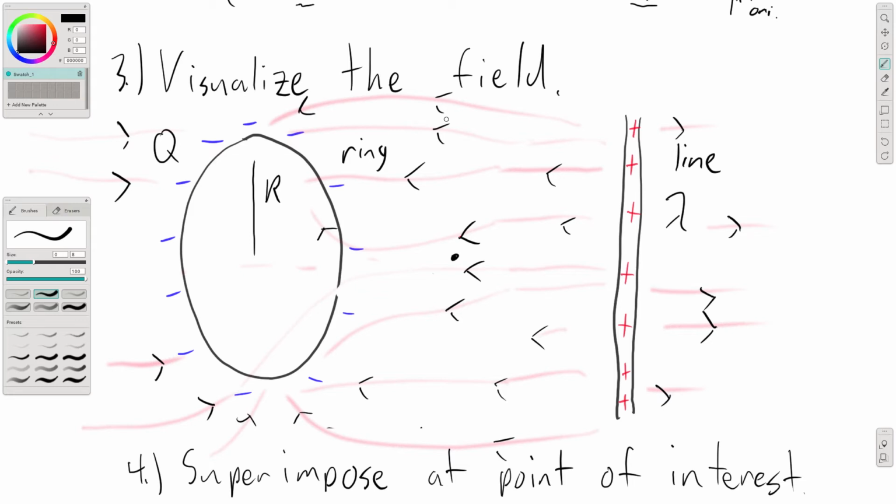The most important part of this being that at the point we're interested in flows to the left, and it's being both pushed from the positive source of field and pulled from the negative source of field. So without a doubt, both of our vectors should be pointing to the left. Both the electric field from the ring charge and the line charge point to the left. Let's superimpose these fields.